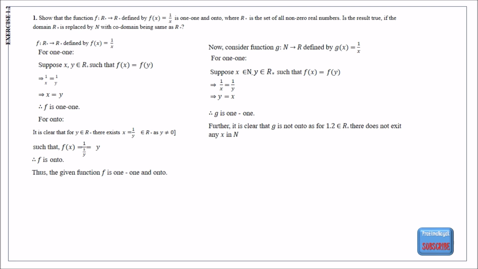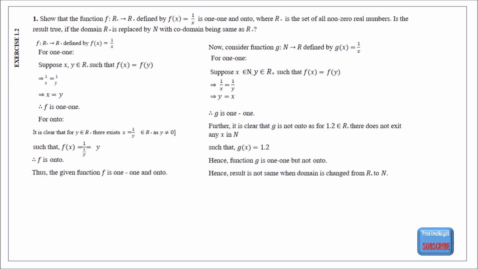Now again, as done previously, we have to think of a number which belongs to the codomain which has no preimage in the domain. So let us take 1.2, or any rational number like 1.3, anything. It is clear that g is not onto, as 1.2 belongs to R but there does not exist any x for which g(x) is equal to 1.2. That means 1 upon any natural number cannot be equal to 1.2. So the function g is 1-1 but not onto.